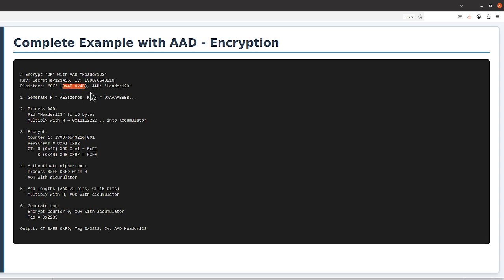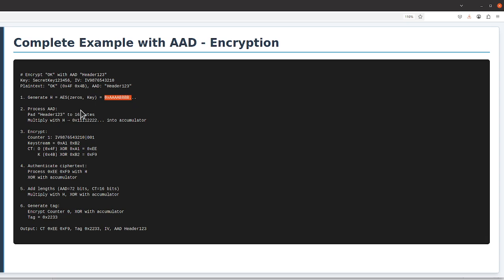0x4F 0x4B. Our AAD is header 123, 9 bytes. Let's walk through encryption step by step. Step 1. Generate authentication key H. We encrypt a block of all zeros using AES with our key. This produces H, beginning with 0xAA and ending with DD, simplified for illustration.